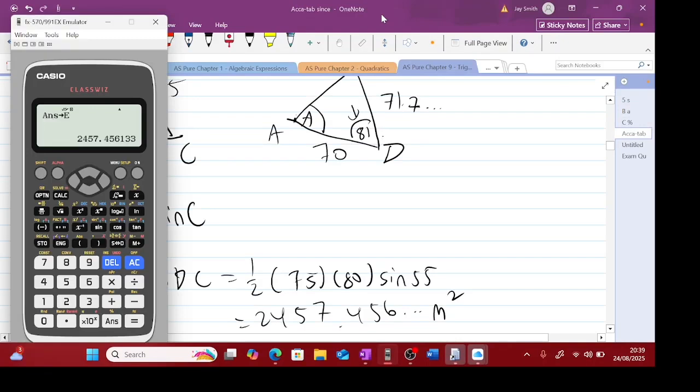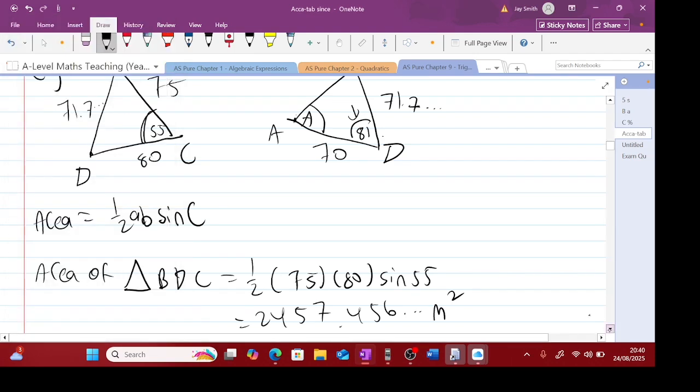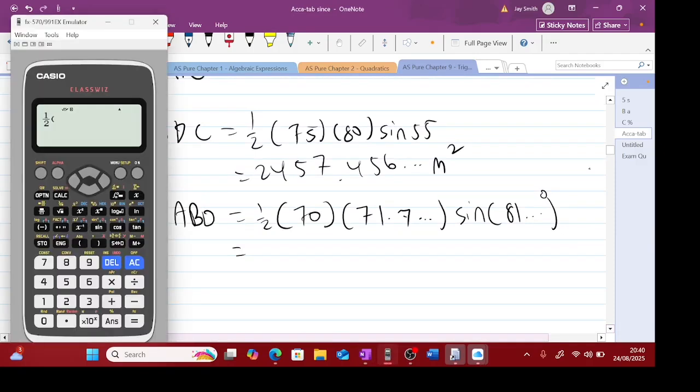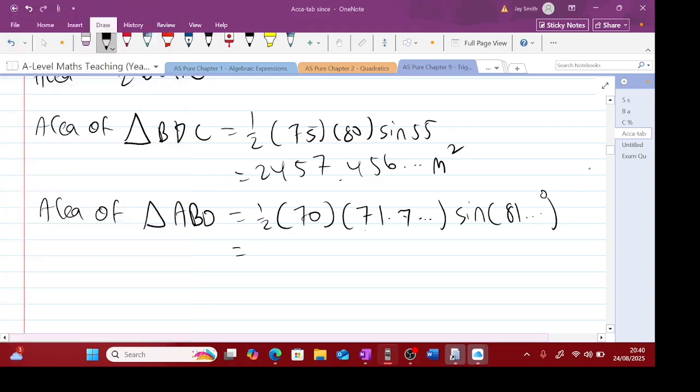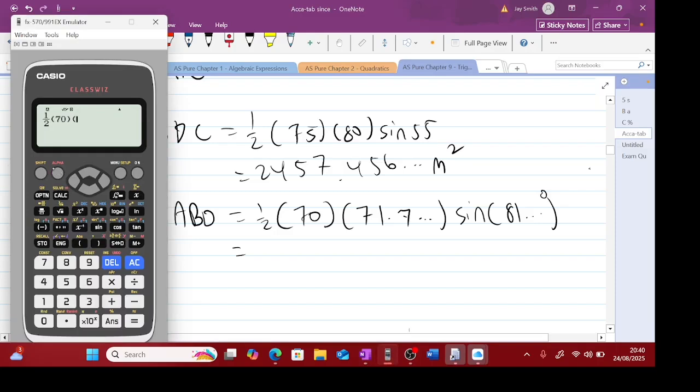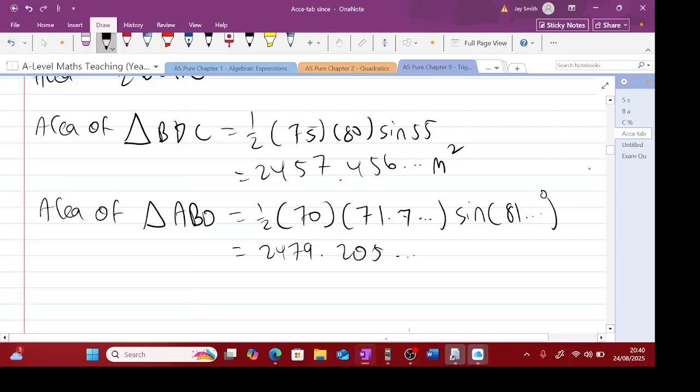So if I put that in the calculator, I get a half times 70 times 71.7, which I've stored as A, that large decimal. So I need to go in my red mode and then click the left button A. And then the sine of 81, that was that decimal C, so I need the red mode, click C. And so I get 2479.205... meters squared.